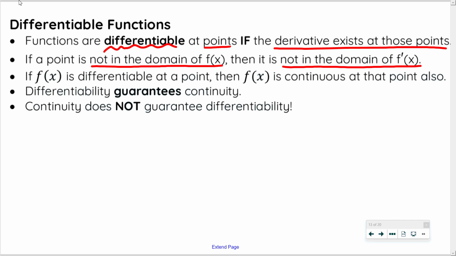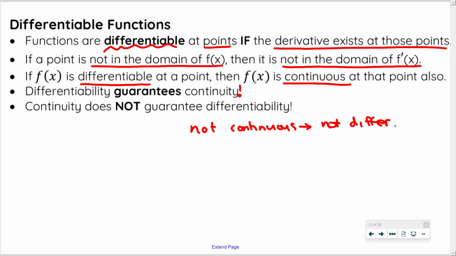If f of x is differentiable at a point, then it has to be continuous. So differentiability guarantees continuity. Unfortunately, the other way around is not true. Continuity does not guarantee differentiability. But important to note, if a function is not continuous, right away we can say that it is not differentiable at that point.